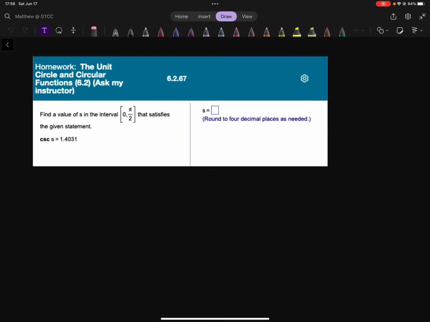Hey, class. I just wanted to have a chat with you about what we have going on here for this problem. We're into 6.2 in this section, and this is problem number 4. They want us to find a value of s in a certain interval that satisfies the given statement where cosecant of s is equal to 1.4031.